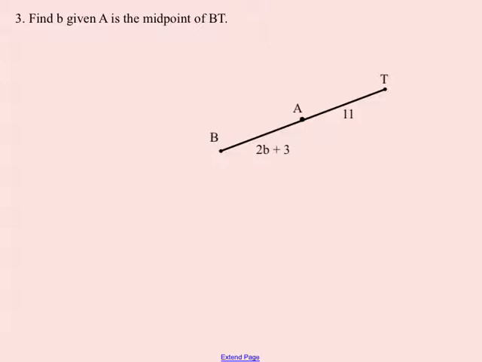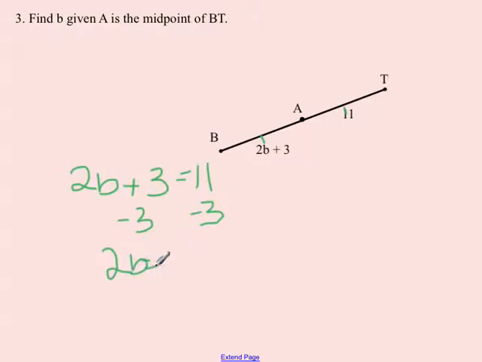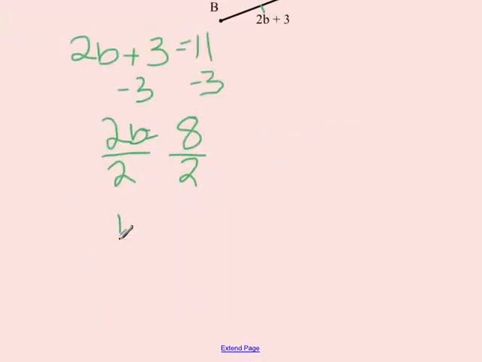Find B given that A is the midpoint of BT. Well, if A is the midpoint, that means that this segment is the same length as this segment. The two of them are equal to each other. So I can write that out that way. 2B plus 3 is equal to 11. And then we're going to go ahead and solve that for B. So I'm going to subtract 3 from both sides, and I get that 2B is equal to 11 minus 3, which is 8. So I'm going to go ahead and divide both sides by 2, and 8 divided by 2 is going to give me 4. So the answer here is that B is equal to 4.